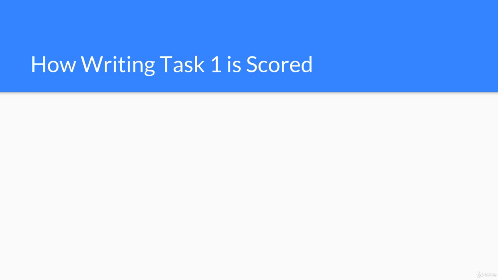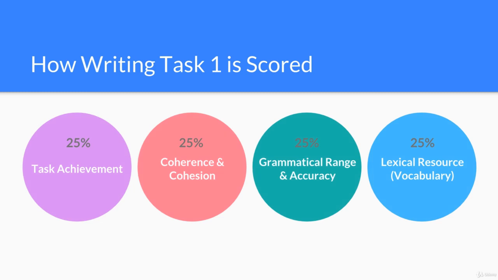So first we need to understand how the writing task 1 is scored. So let's take a look. Basically, you're going to be graded on 4 different categories. In the IELTS, we call these band descriptors. So essentially, you have 4 different band descriptors on which you're going to be graded. We have the 4 band descriptors listed here.